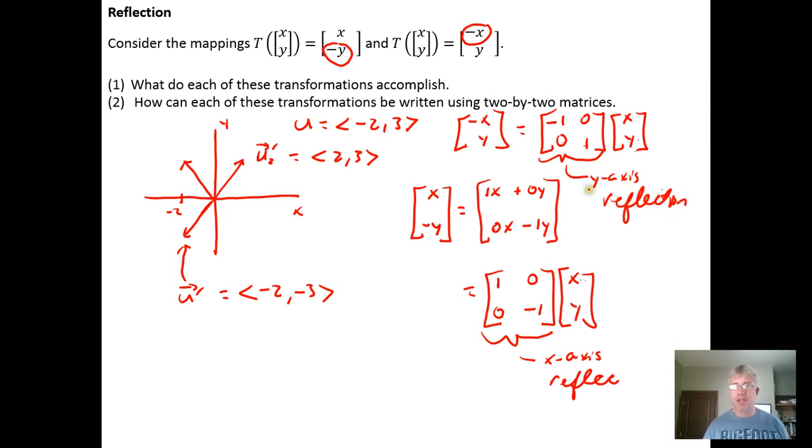So these are the two matrices that we put in our pocket: the transformation matrix for y-axis reflection, and the transformation matrix for x-axis reflection.